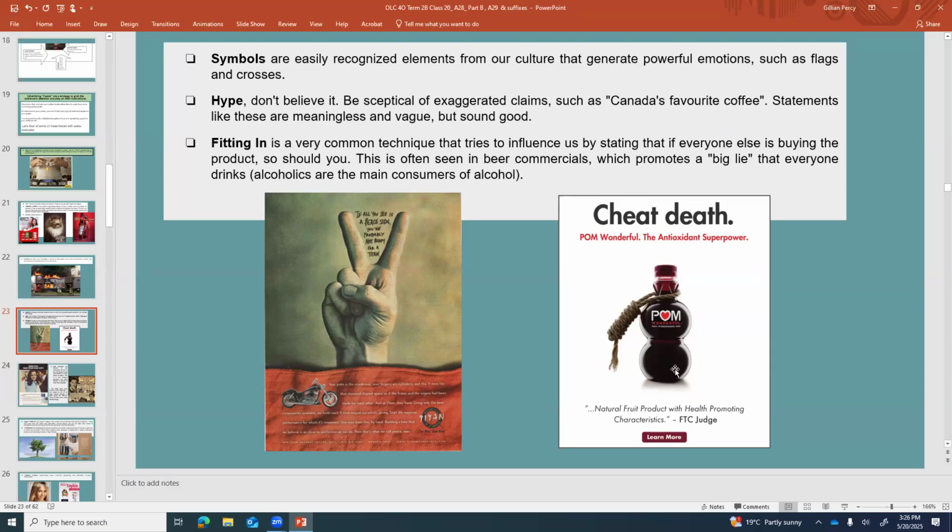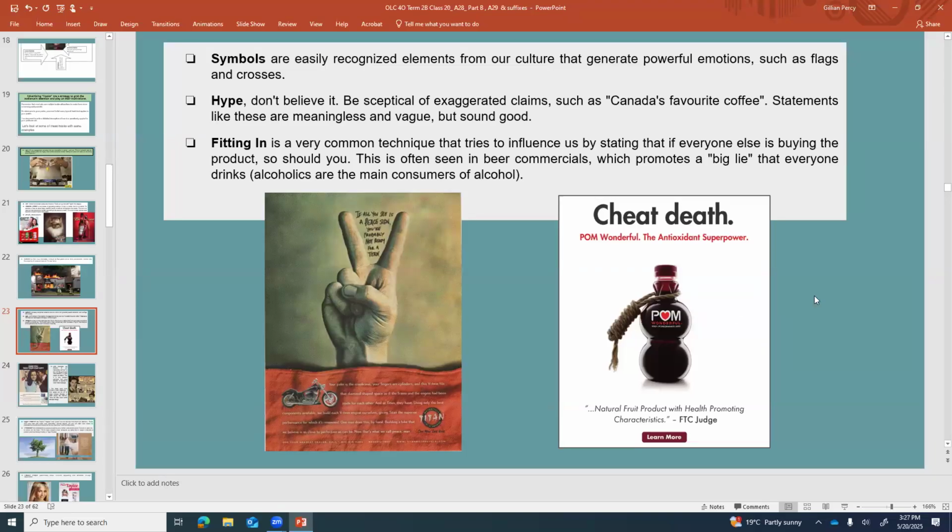And it's just a drink, right? But they've got a little noose around it, and the noose is broken, as if somebody were trying to hang this juice bottle to kill it, but it managed to escape because it's so powerful. Crazy ad.